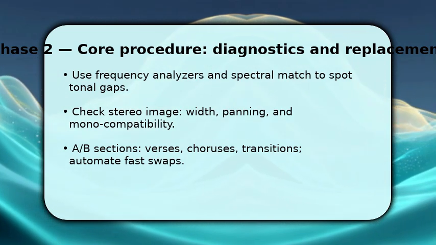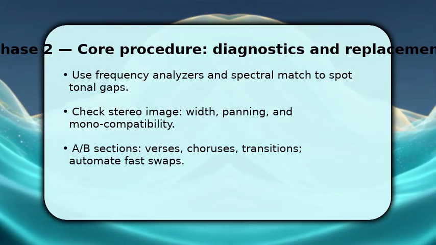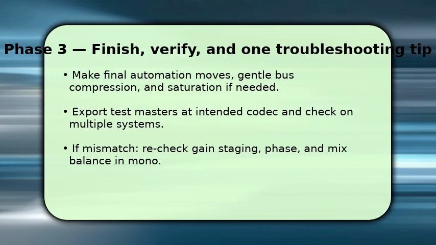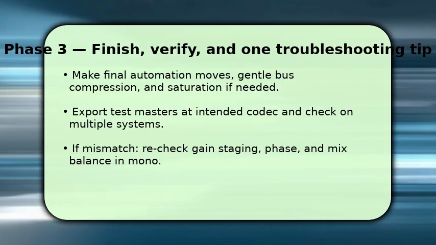You finish by applying subtle broad processing, light bus compression, gentle saturation, and final EQ touches to glue the mix while keeping transients clear. Then create a test master using the export settings and codecs you expect to use, and listen on studio monitors, headphones, phone, and car. Once done, tweak automation and re-export until the reference feel is mirrored.